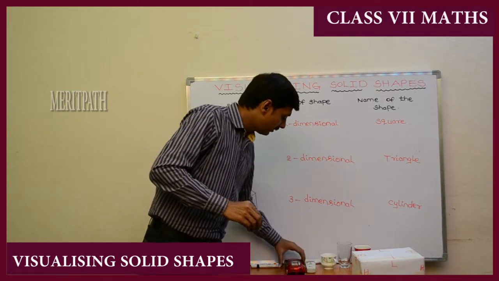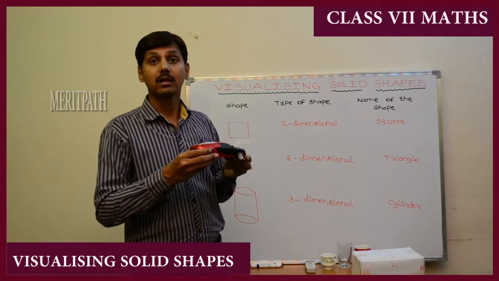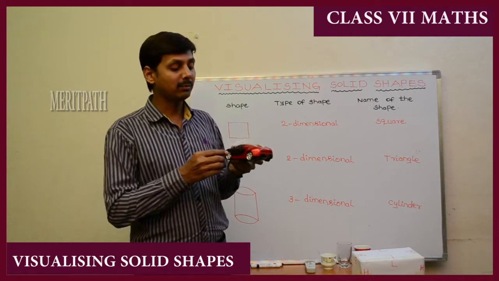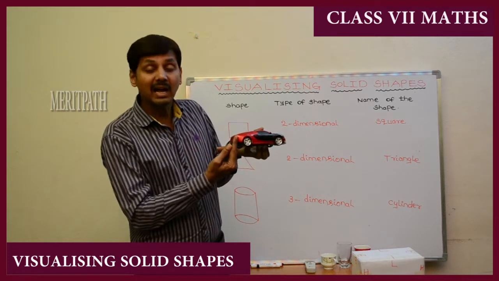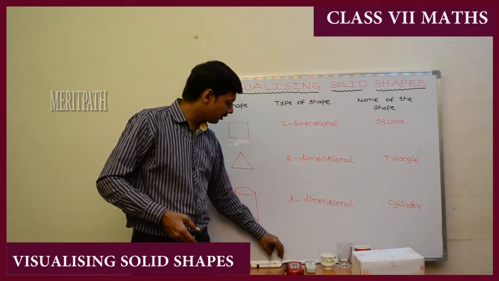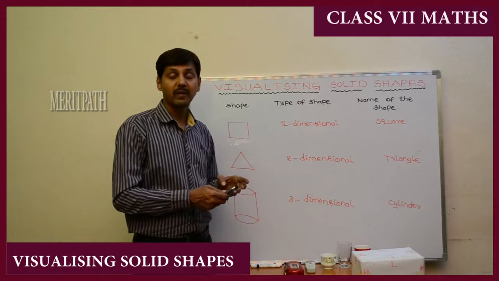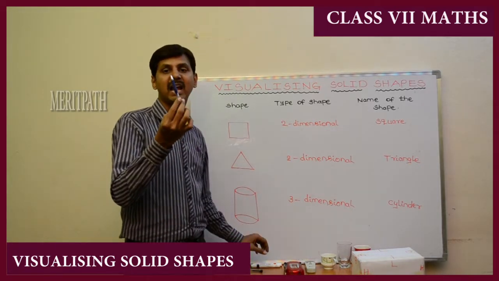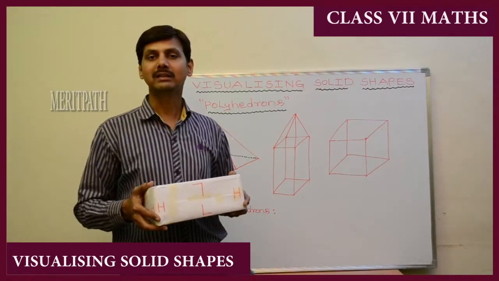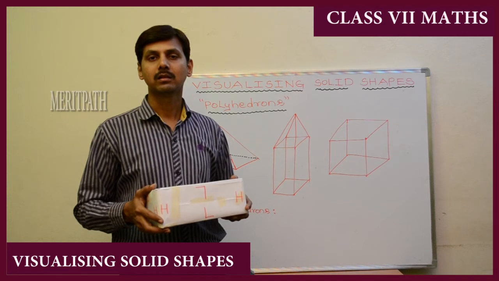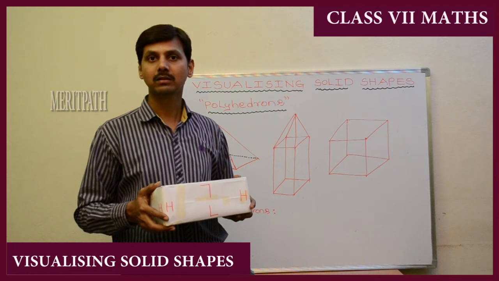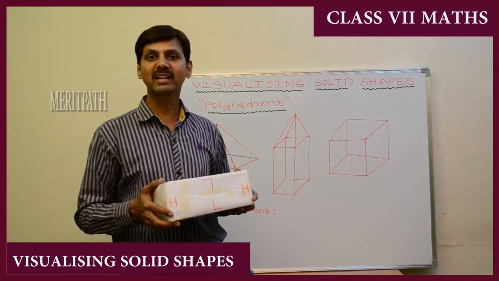And when we take a toy car, this is also three-dimensional. It has length and breadth and height. So we call it a three-dimensional solid. And let's take the example of a pen. When we remove the cap from this, it is in the shape of a cone. So solid shapes which have three dimensions, length, breadth and height, we call three-dimensional solids.